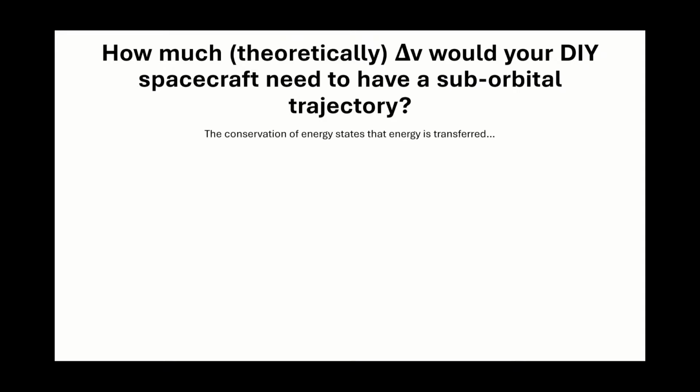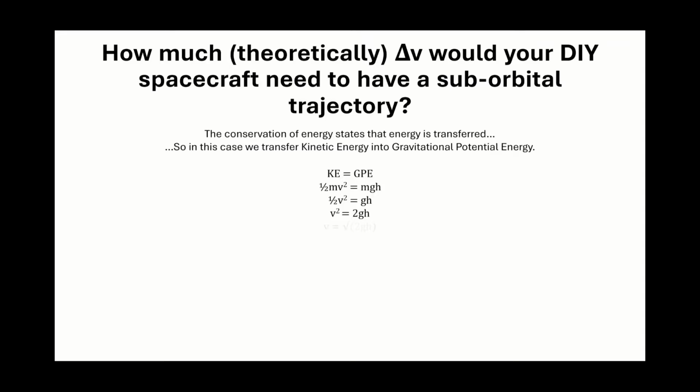The conservation of energy states that energy is transferred, not created or destroyed. So in this scenario, energy is transferred from kinetic energy into gravitational potential energy. So we can say that KE equals GPE. And if you substitute our formulas for both of those, we get half mv squared equals mgh. Now we can simplify by cancelling terms to get half v squared equals gh. Now we want to find what velocity is, so we need to rearrange that. So we move the half over to get v squared equals 2gh, and then we square root it.